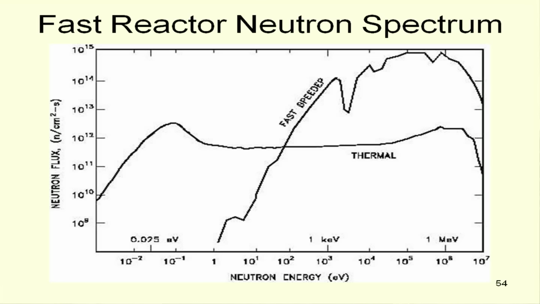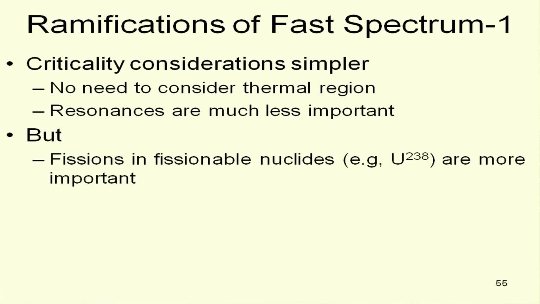Ramifications of a fast spectrum. Criticality calculations are somewhat simpler because you don't have the thermal region, and resonances aren't as important. The neutron spectrum, even though it gets into the resonance region, is sort of tailing off quite a bit by then. But on the other hand, fissions in fissionable nuclides, especially uranium-238, of which there is a lot in the reactor, are a lot more important.